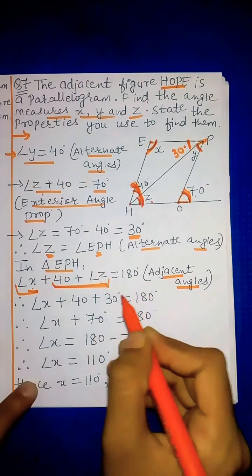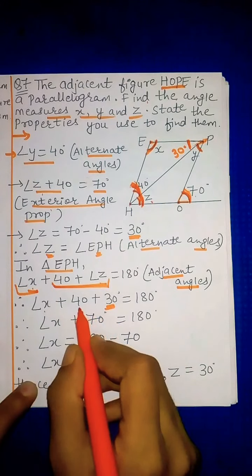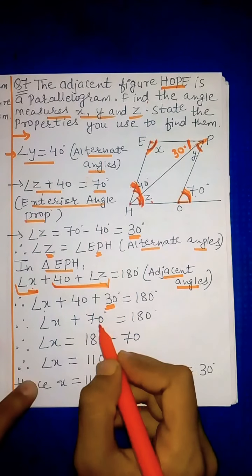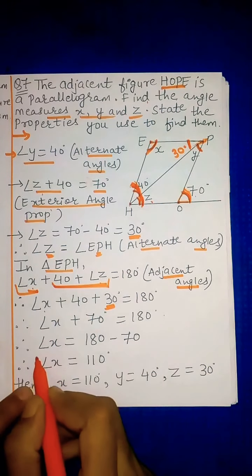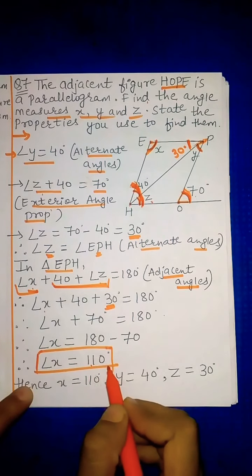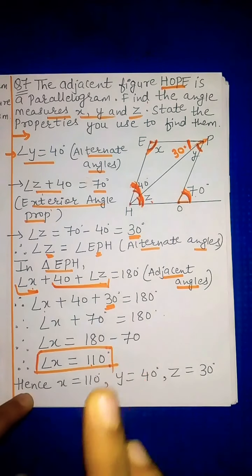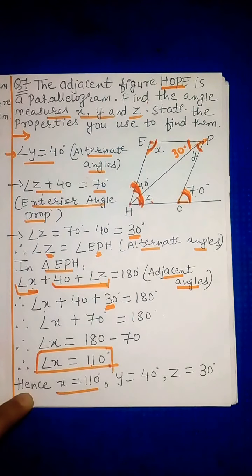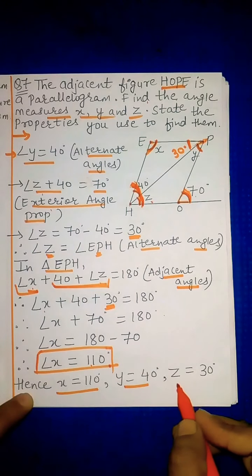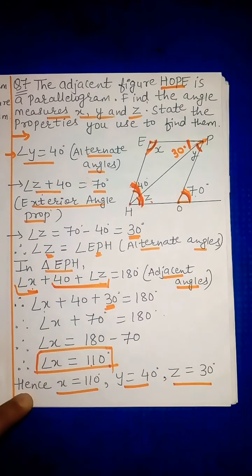Now angle Z we know it is 30 degrees. So X plus 40 plus 30 equal to 180. Now 40 plus 30 will give you 70. 70 we will transpose to that side. So we will get angle X. So our angle X will be 110 degrees. So with the help of the adjacent angle property we will get angle X. Hence we have got angle X 110 degrees, angle Y 40 degrees and angle Z 30 degrees. So X, Y and Z we have got. So this was question number 7 of exercise 3.3.